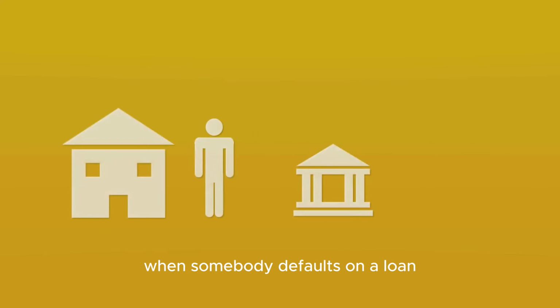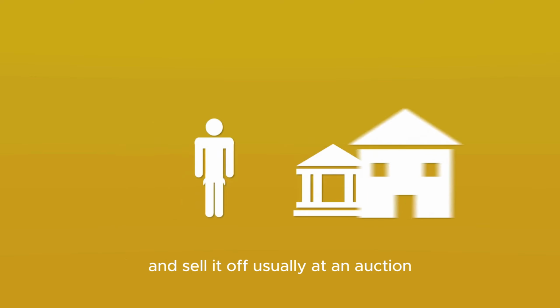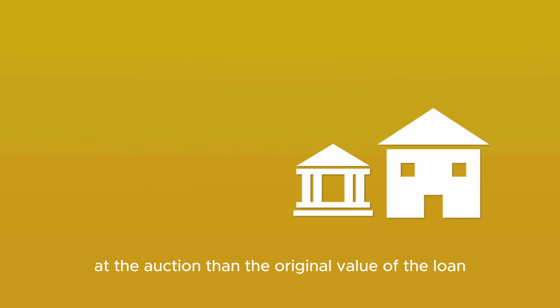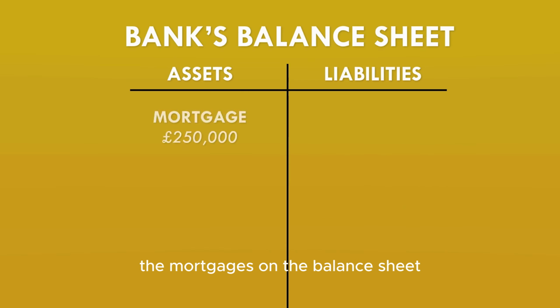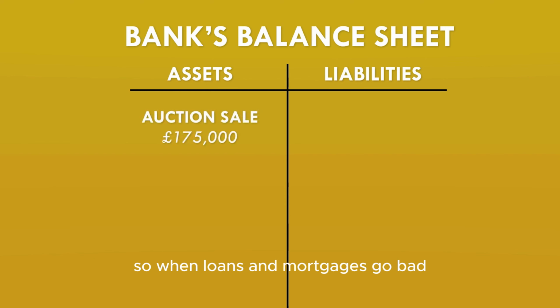When somebody defaults on a loan and stops making repayments, then the bank has to repossess the house and sell it off, usually at an auction. The bank will usually get less at the auction than the original value of the loan. That means that it loses money by repossessing the house. The mortgage on the balance sheet that was originally $250,000 has turned into a house that will be sold for less than $250,000. So when loans and mortgages go bad, it reduces the assets of the bank.